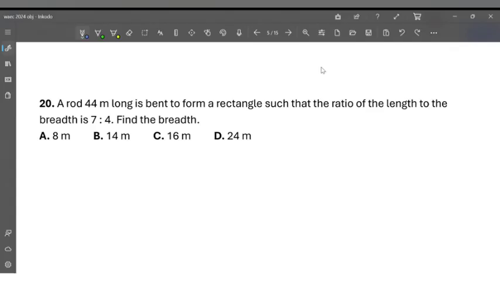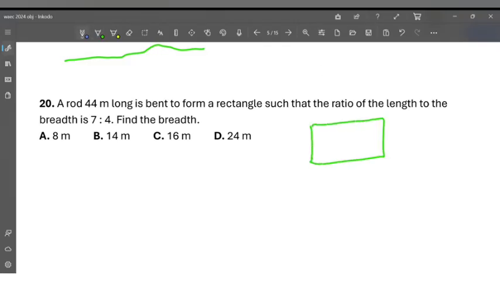Now let's look at this question. A rod 44 meters long is bent to form a rectangle such that the ratio of the length to the breadth is 7:4. We are asked to find the breadth. So there is a rod, like a long piece of wood or metal, and it was bent to form a rectangle.